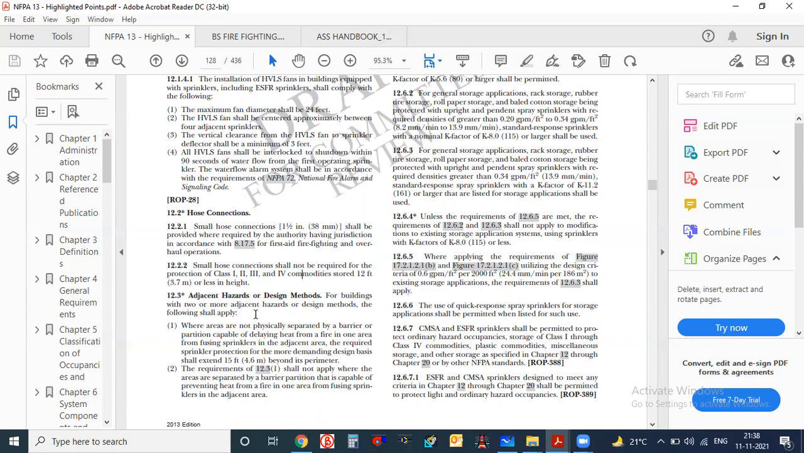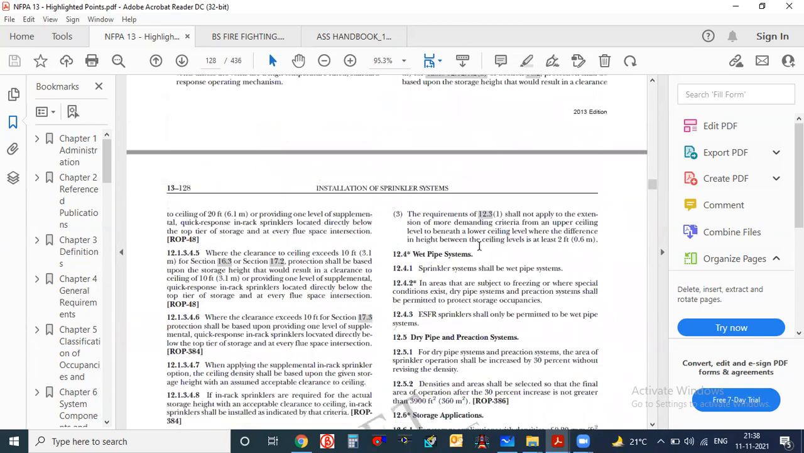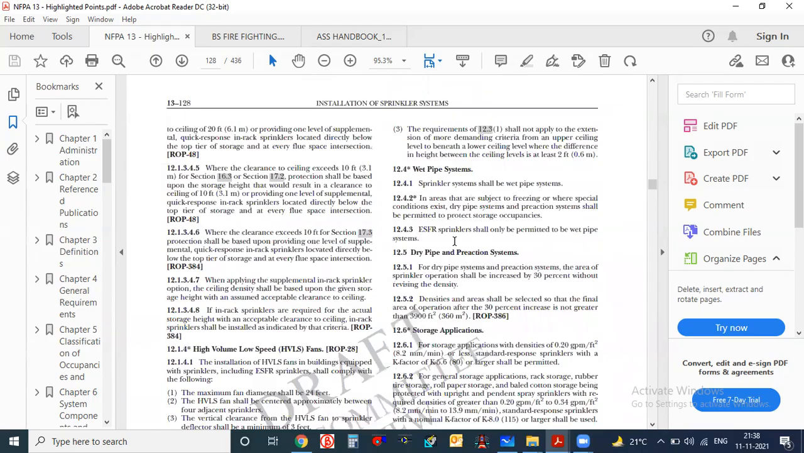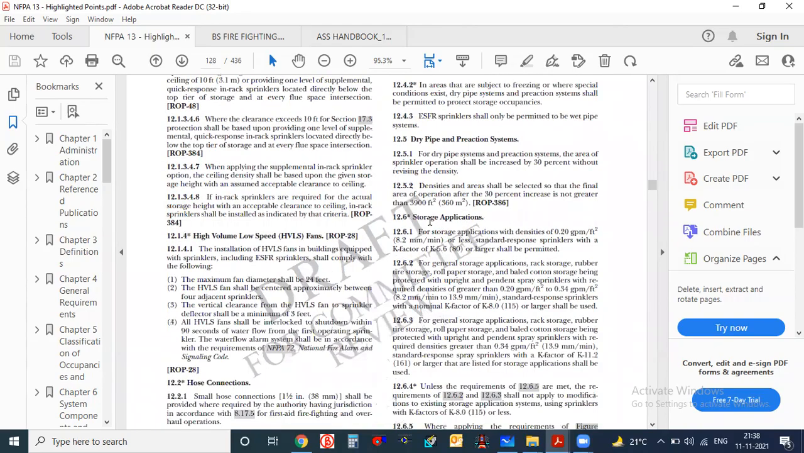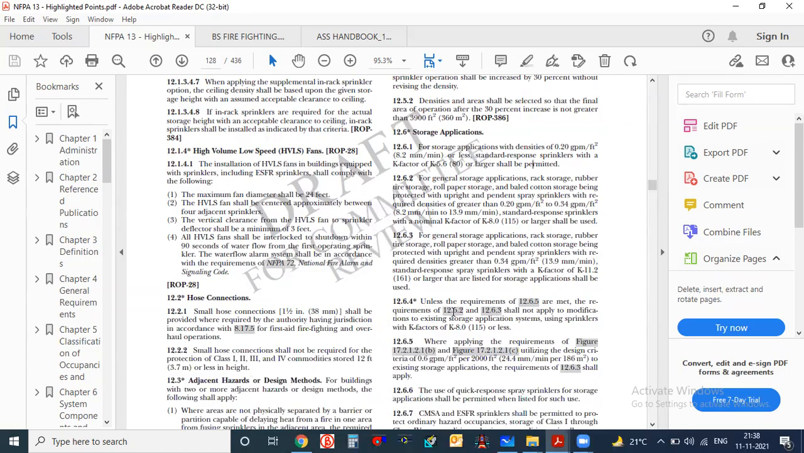Adjacent hazard or design method. Okay, some design methods are given here. You can just check this. And this is not required actually. Here you can see storage application. Here they have given the K factor. The minimum K factor of 5.6 or larger shall be permitted. Here they have clearly mentioned that you can go with 5.6, K8, K factor 11.2, whatever the one you want, you can go with that.